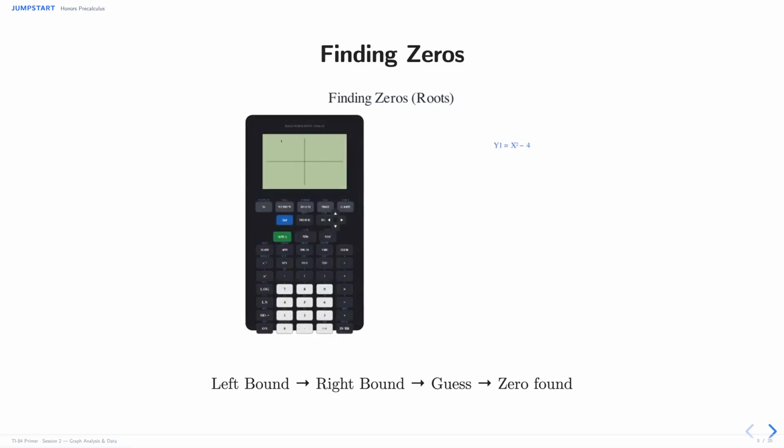Now let's find zeros step by step. First, graph the function in y1. Then, access the CALC menu and select the zero option. You'll need to set a left bound by moving the cursor to the left of the zero and pressing enter, then do the same for the right bound. Finally, make a guess near the zero and press enter again. The x-intercept will be displayed at the bottom of the screen.